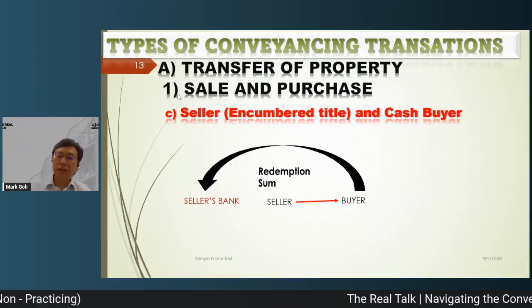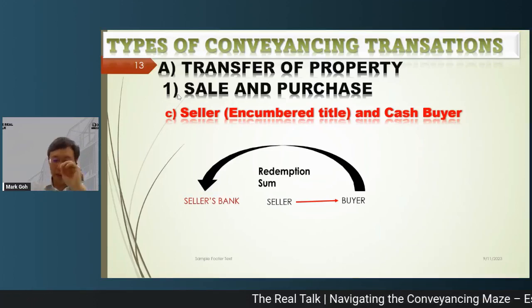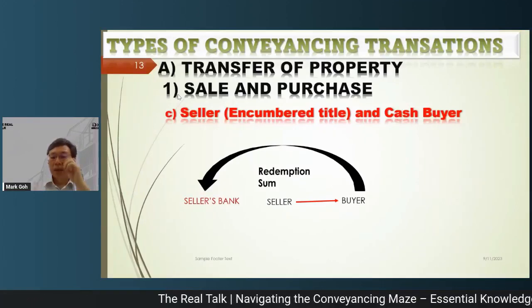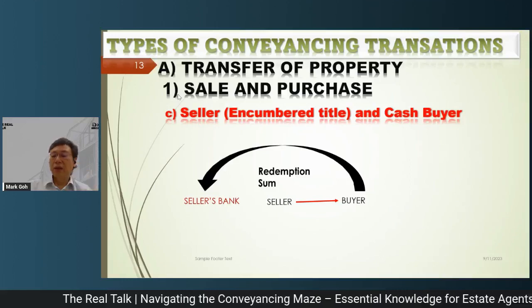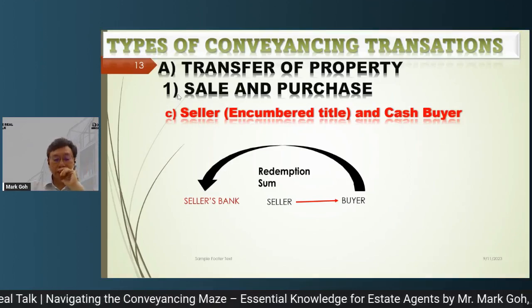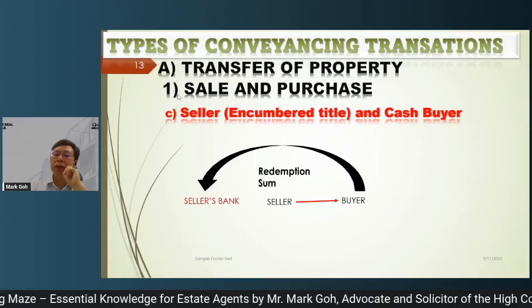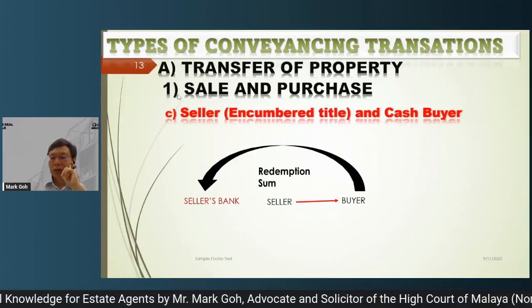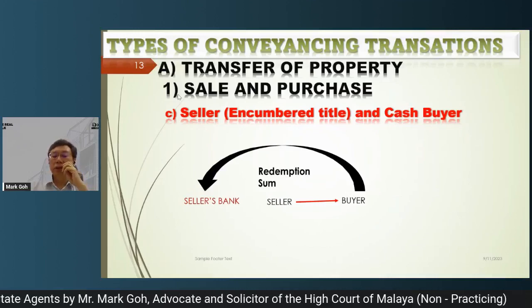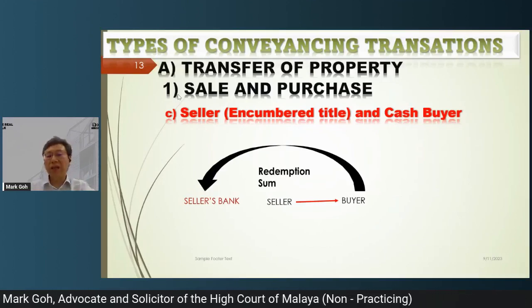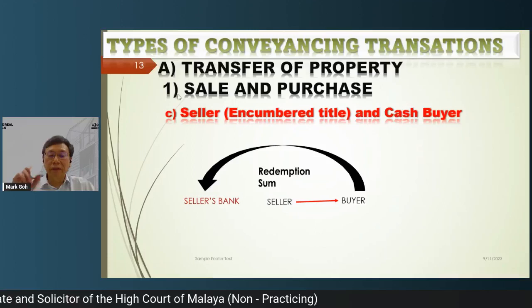I'm going to sell. My S&P price is 100,000. Buyer agreed to buy at 100,000. The buyer's lawyer will write to the seller's bank. How much does the seller still owe you? Oh, seller still owes me 80,000. Now the buyer is not going to give the whole 100,000 to the seller. The buyer is going to give 80,000 to the seller's bank. That is the redemption sum.